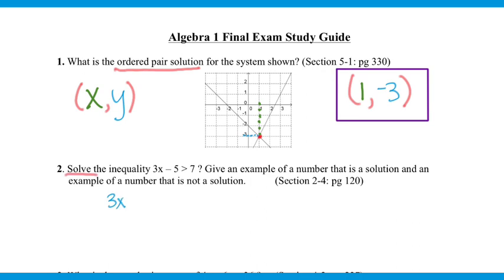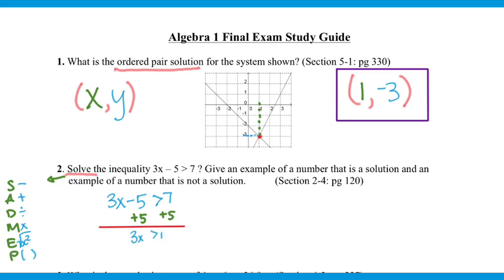Number 2, we're going to solve this inequality. In order to solve this inequality, we would use SADMAP, right? We would use the inverse operation, starting with subtracting and adding, then multiplying, dividing, and whatever it takes to isolate our variable. So we add 5 to both sides, and then we would divide by 3, and we get x is greater than 4.